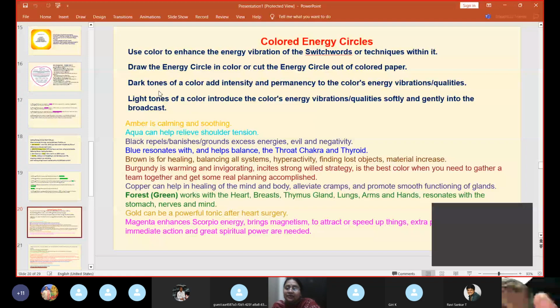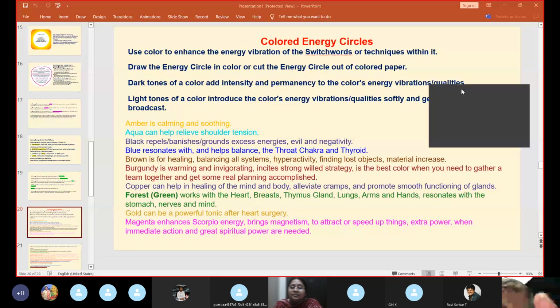Magenta color carries the Scorpio energy and is related to magnetic effects. So whenever we want to attract something, whenever we want to speed up the work, we need extra power. When we want immediate action, then we use magenta color. And also, as Scorpio is related to spiritual needs, when we use magenta, we can enhance our spiritual powers as well.